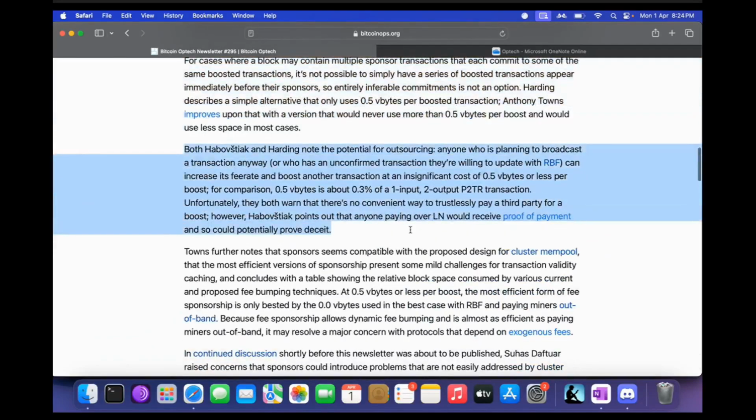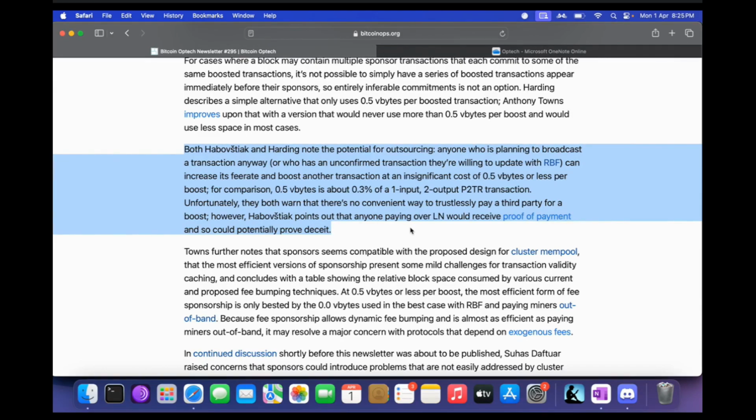Both Habovštiak and Harding note the potential for outsourcing. Anyone who is planning to broadcast a transaction anyway or who has an unconfirmed transaction they're willing to update with RBF can increase its fee rate and boost another transaction at an insignificant cost of 0.5 virtual bytes or less per boost. For comparison, 0.5 virtual bytes is about 0.3% of a one input to output P2TR transaction. Unfortunately, they both warn that there is no convenient way to trustlessly pay a third party for a boost.